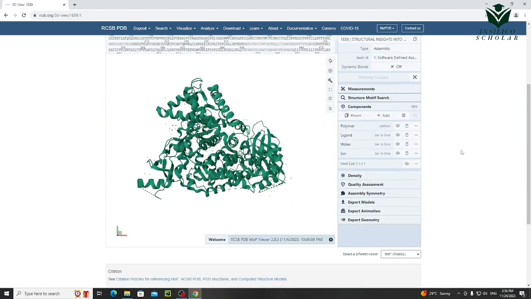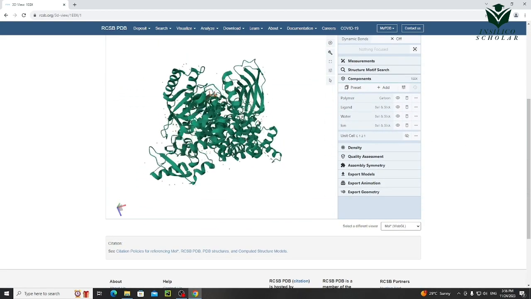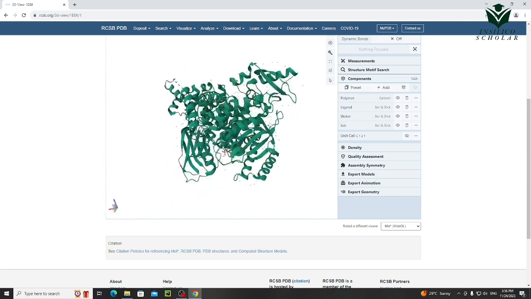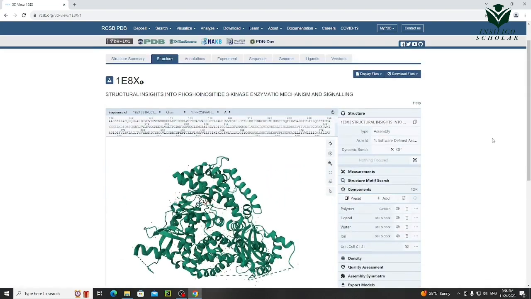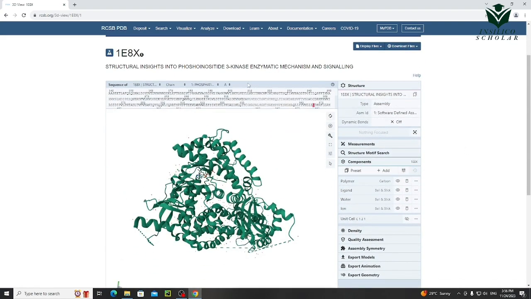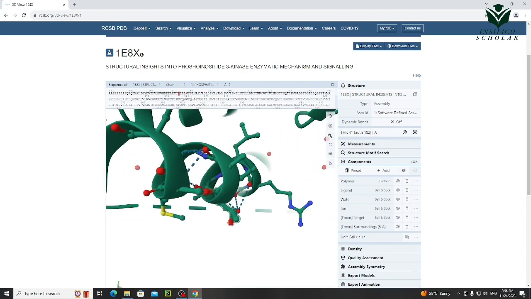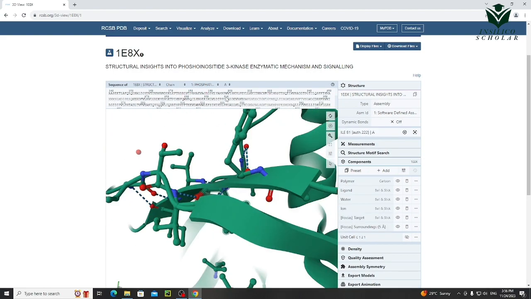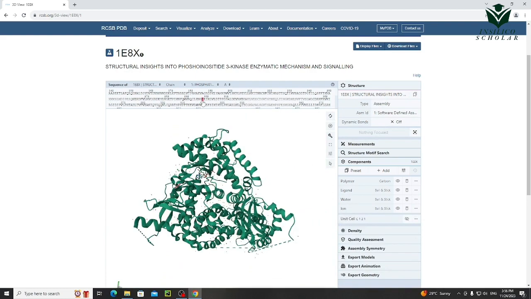Firstly, we start with the search tab. Here you can input keywords, protein names or PDB ID to locate specific proteins. As we search for kinase protein, the database presents a range of options. Kinases are crucial enzymes that modify other proteins by adding phosphate groups.